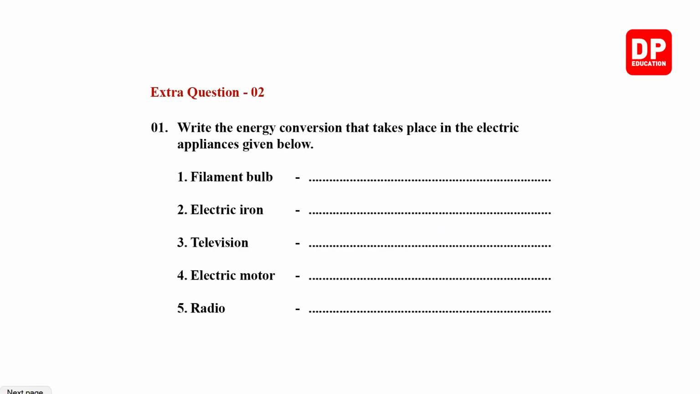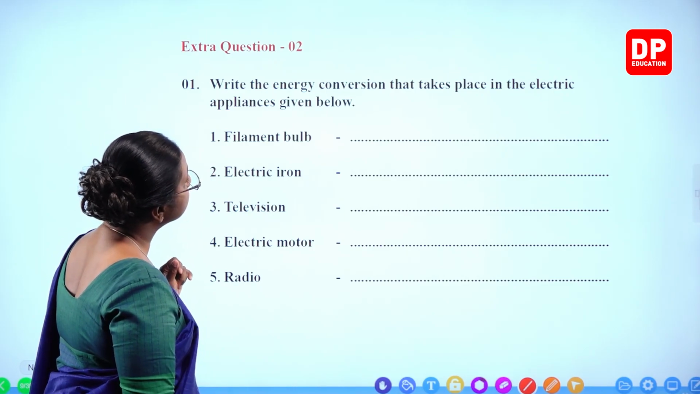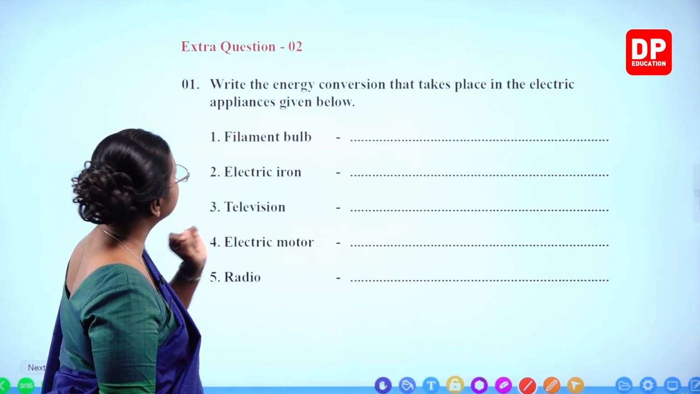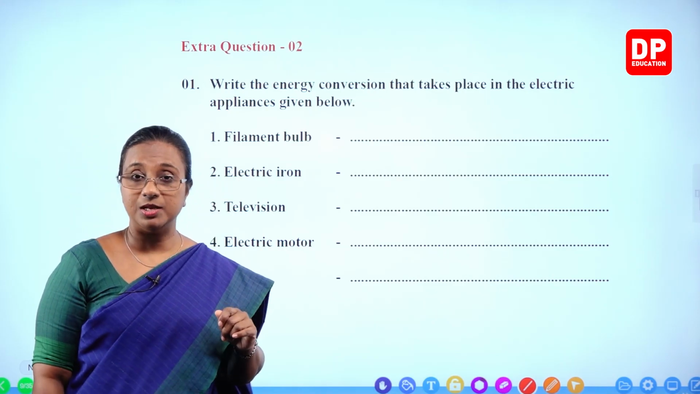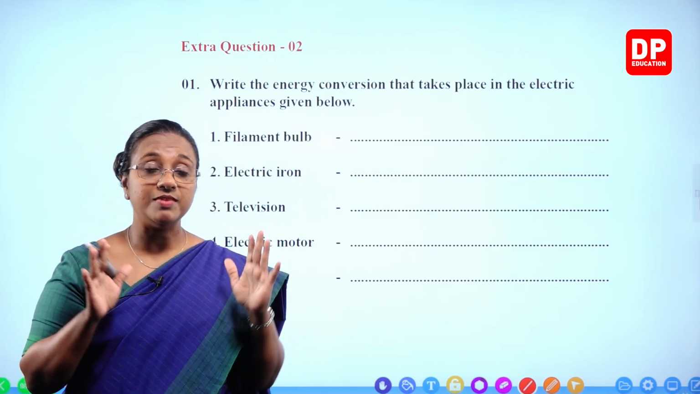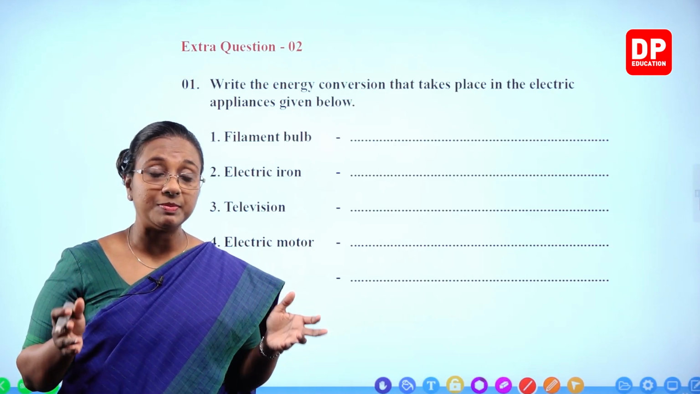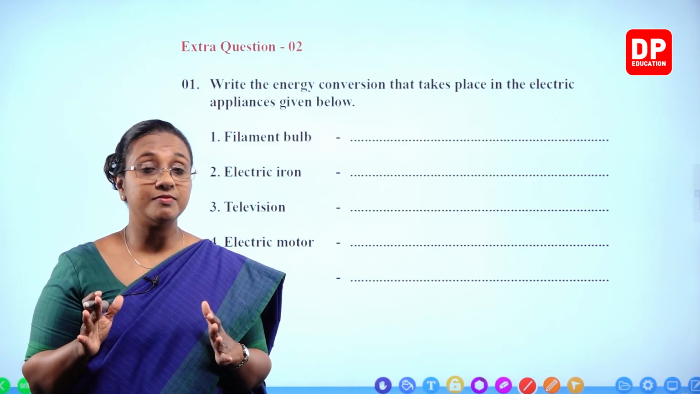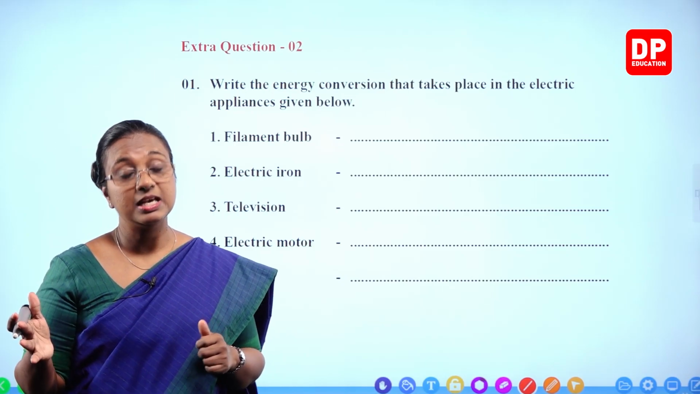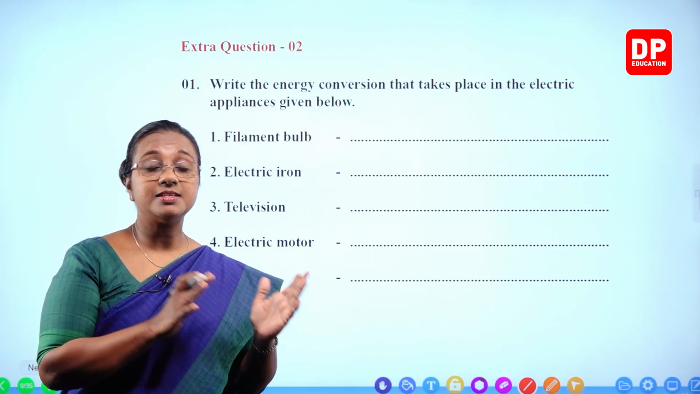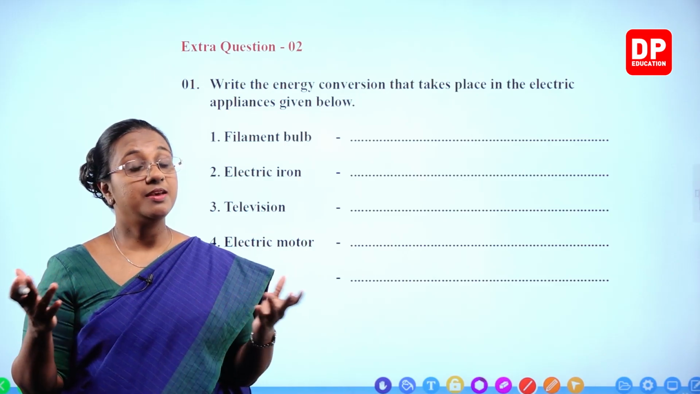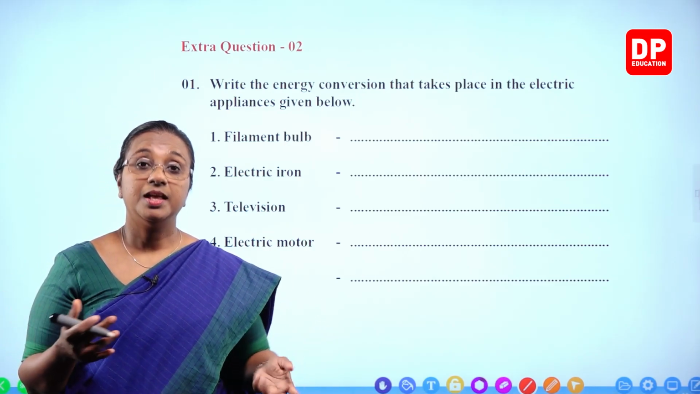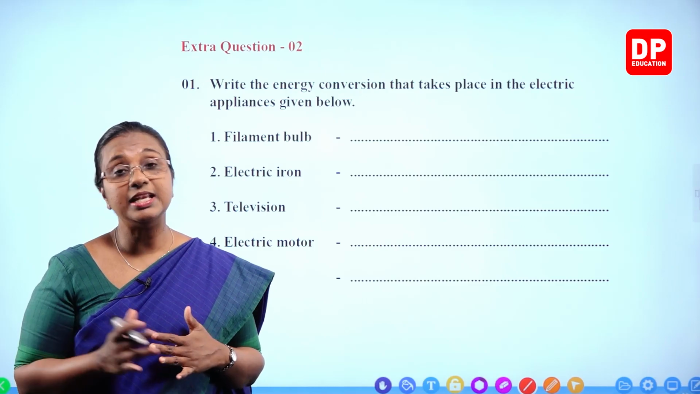So now this is extra question 2. I have completed the MCQ type questions under extra question 1. Extra question 2. First one. Write the energy conversion that takes place in the electric appliances given below. So, you all know that, students, when we use an electric appliance for a particular purpose, electric energy is converted to another form of energy. In some devices, there is just a one-step conversion. Say, for example, electric iron. Electricity is converted to heat energy.